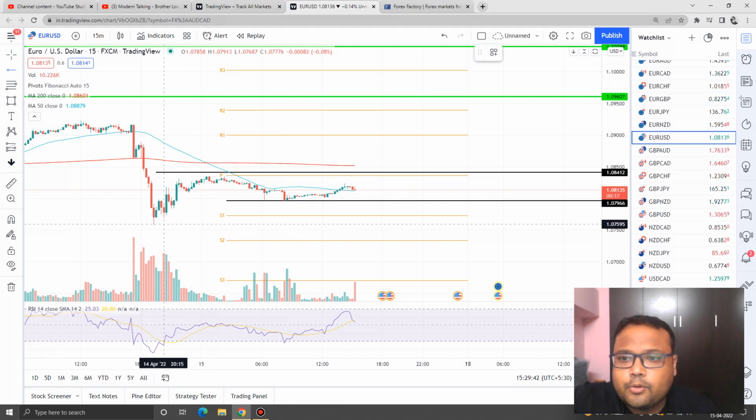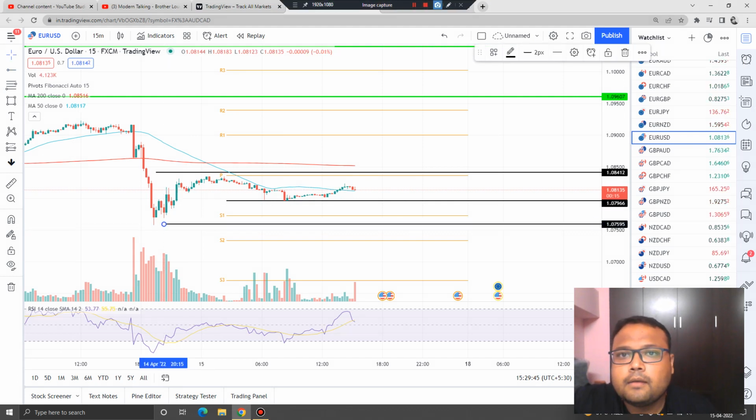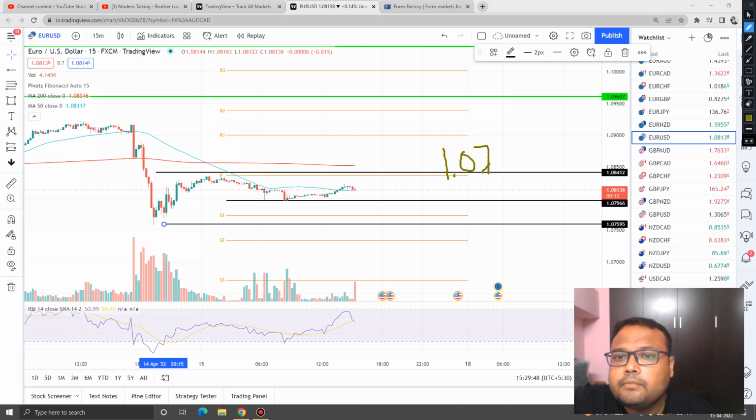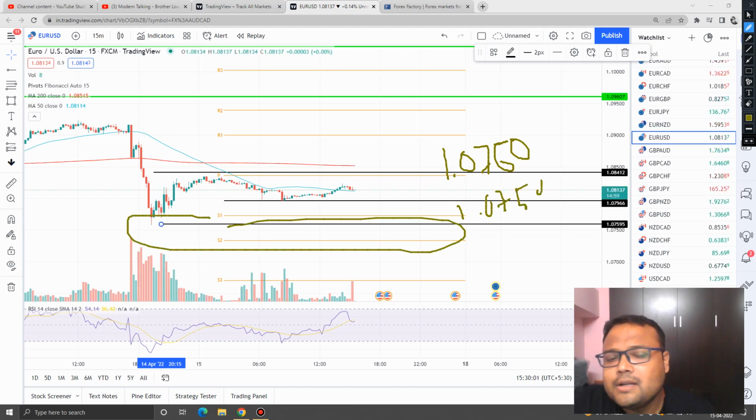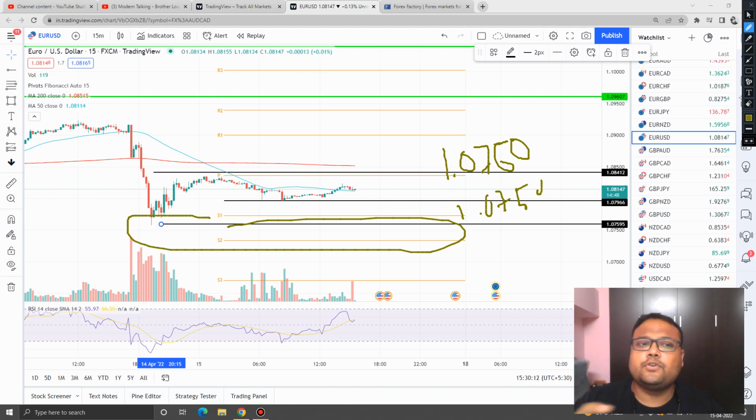And then we have support around 1.0760, 1.0750. This is a support zone in the market. So if market comes down to this level, we can expect that market will get some support and bounce. If you want to take a buy, you can also take a buy position as well for today only. This analysis is for today only.